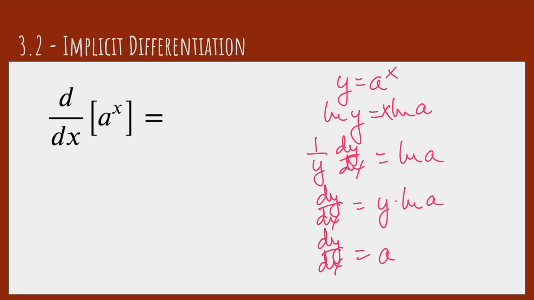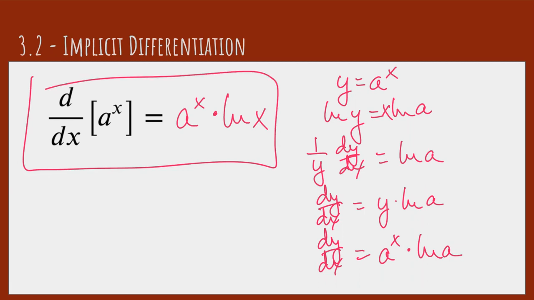So y is a to the x, so we're going to have a to the x times the natural log of a. So this method right here, by generalizing it, we can say that the derivative of any exponential function, regardless of what the base is, is going to be given by this expression. I'm sorry, that shouldn't be natural log of x. That should be the natural log of a.